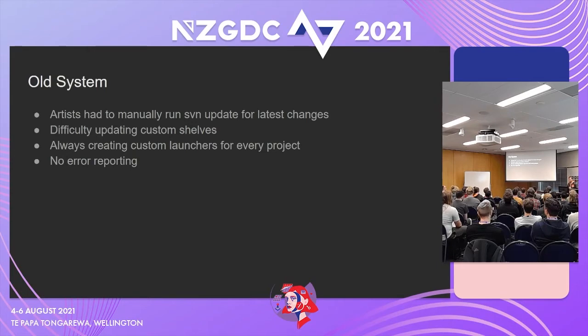Artists had to manually run SVN update for the latest changes. There was difficulty in updating custom shelves, and we were always creating new launchers for every project when it wasn't necessary. And the biggest issue was probably there was no error reporting at all. I had to wait for artists to actually come to me and tell me there were problems going on.